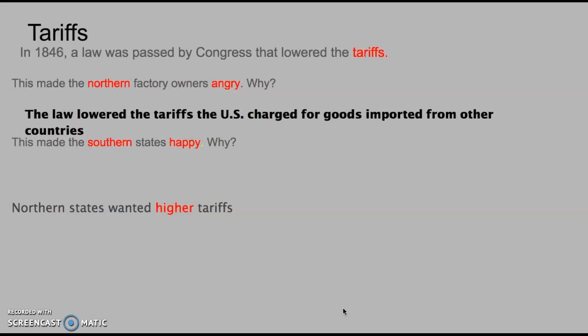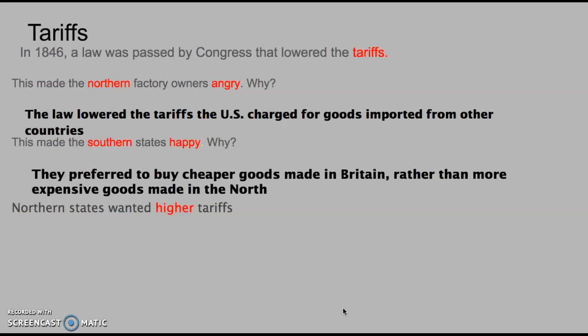And they don't like that because they want Americans to buy U.S. made goods. Well, if goods coming into the United States are lower from other countries, now Americans have a choice of buying, well, a U.S. made product that's more expensive, or a product that is made in another country that is cheaper. Today we have similar problems with items that are made in China, for example, that are cheaper than U.S. made goods.